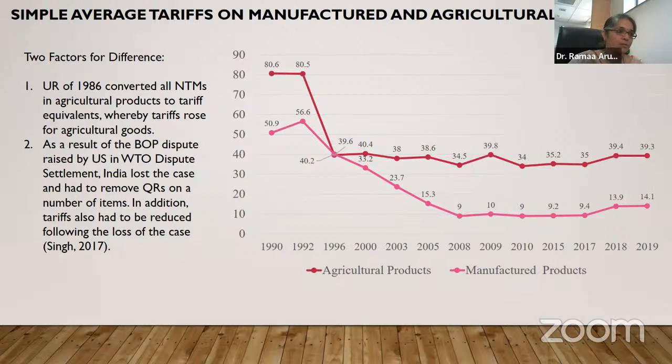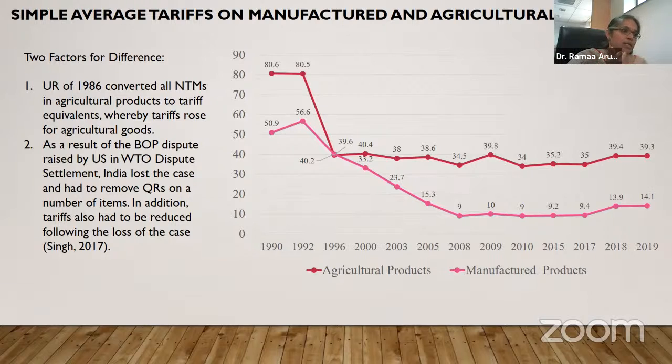It might not be a comprehensive reasoning, but the 1986 Uruguay round converted all the non-tariff measures in agricultural products to tariff equivalents. And thereby the tariffs on the agricultural goods increased. And at the same time, there was a WTO BOP dispute that was raised by the US in the WTO dispute settlement forum against India, that India should remove the quantitative restrictions on 1,400 odd products, which were mostly in the small scale sector and the MSME of today.